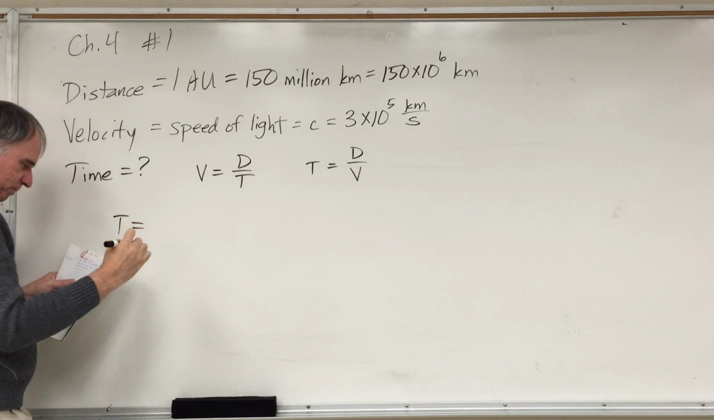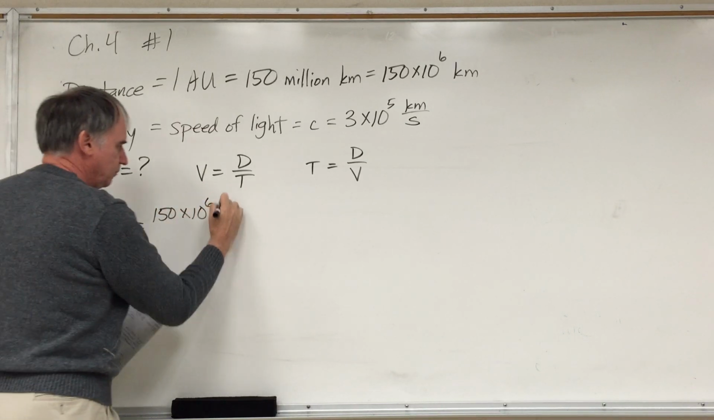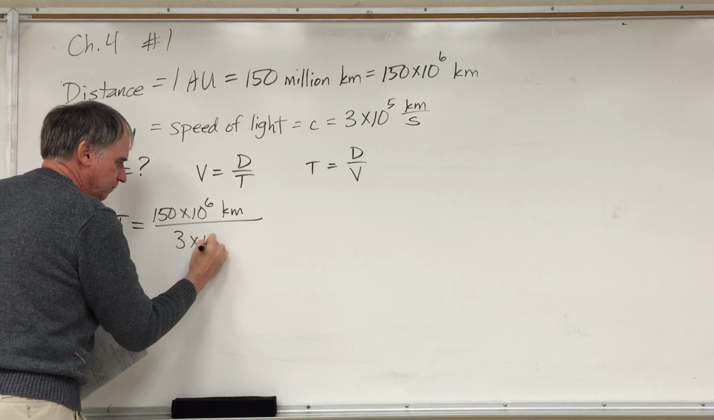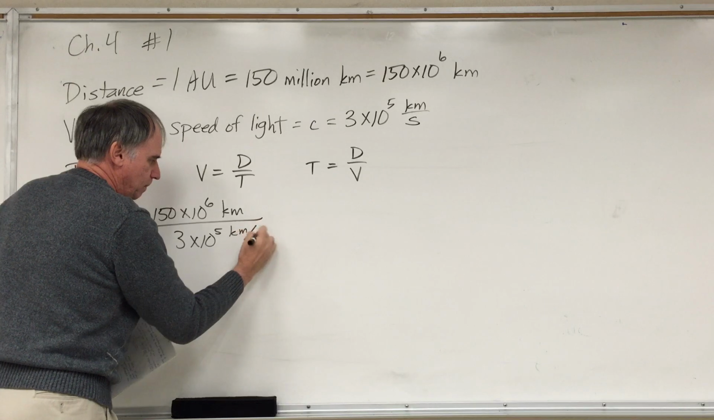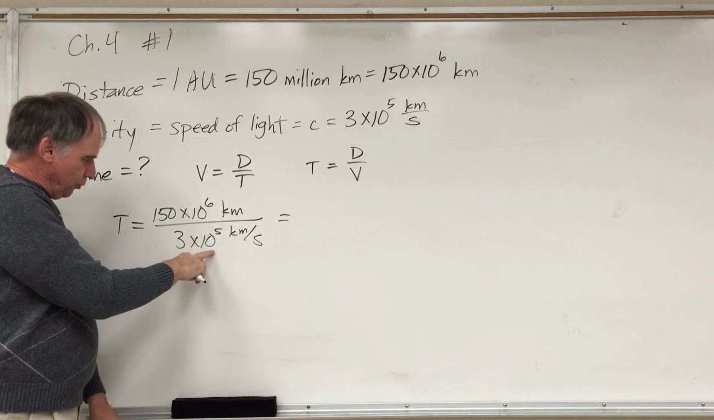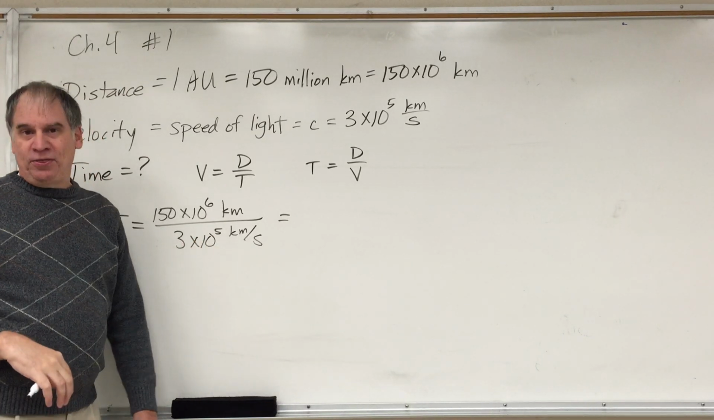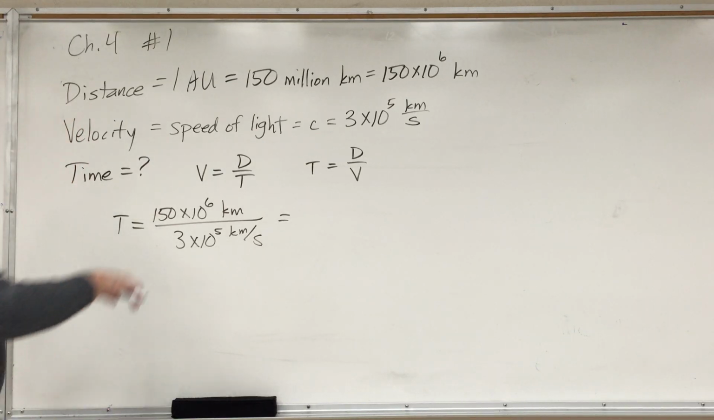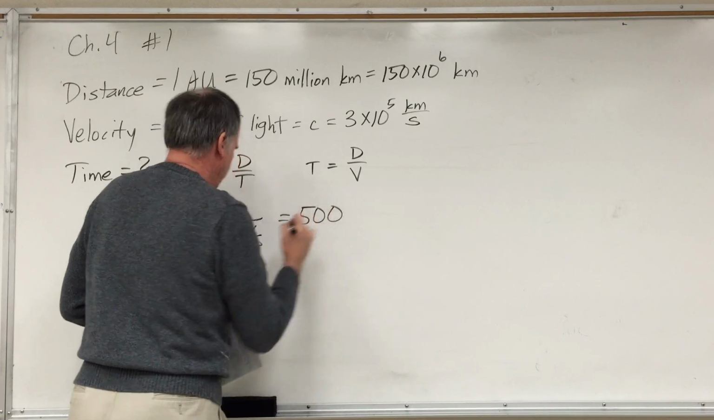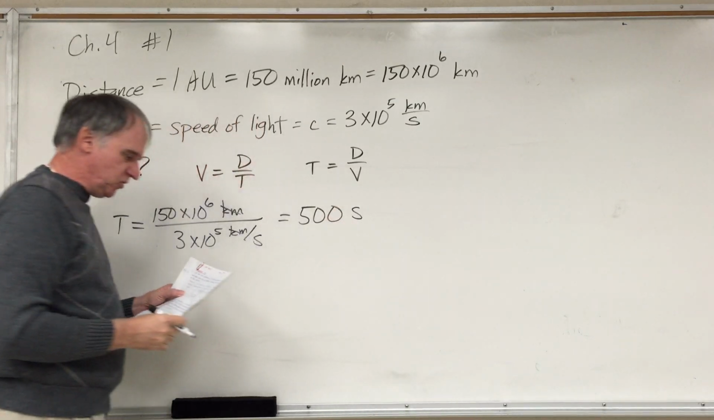So our time will be the distance divided by the velocity. That number divided by that number. Make sure you're doing scientific notation correctly on your calculator, or using parentheses correctly to get the right answers. In this case, you should get 500. The kilometers cancel. 1 over 1 over seconds is seconds. 500 seconds.